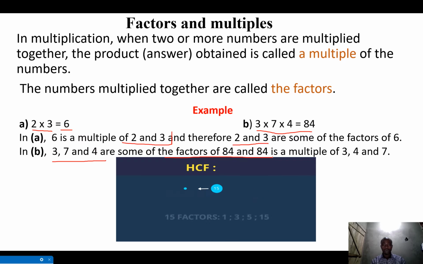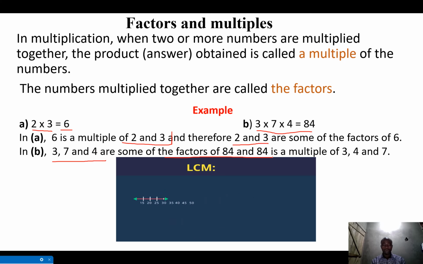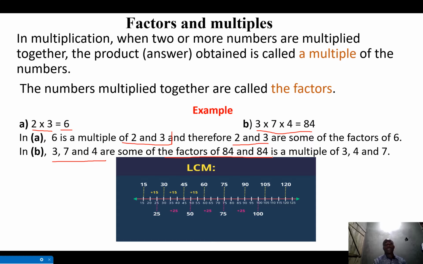Here are the factors for 15. And for 25? The largest factor they both share is 5, making 5 our HCF. Now, let's check out their LCM. Here are the multiples for 15 and for 25. The smallest number that is in both lists is 75, making 75 our LCM.